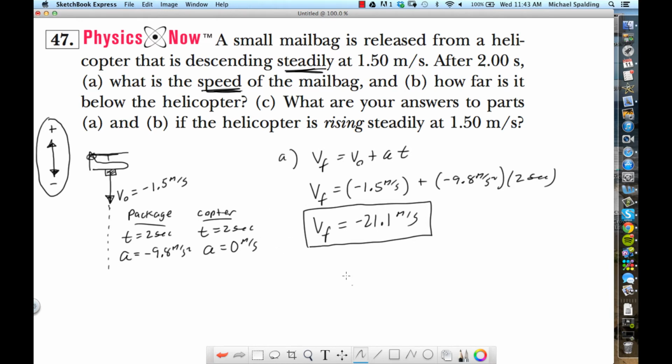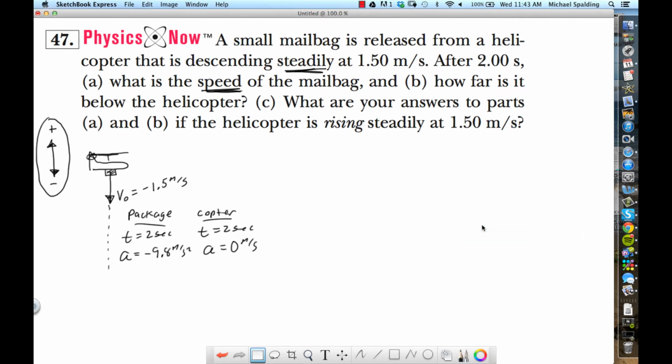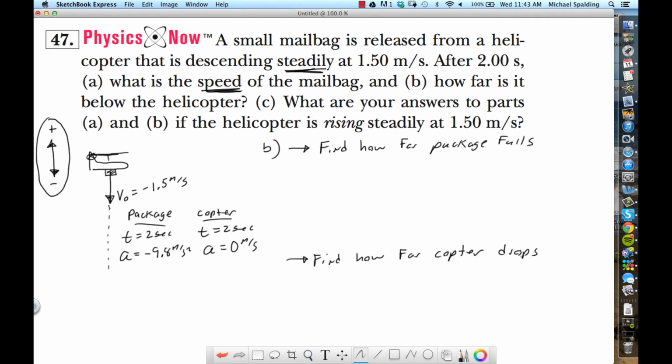Okay, B, how far is it below the copter, below the helicopter? So I'm just going to delete this. So for part B, we got to do 2 calculations. The first thing we need to find is how far the package falls. And then the second thing is we need to find how far the helicopter drops. Because remember, the helicopter's moving and the package is moving.